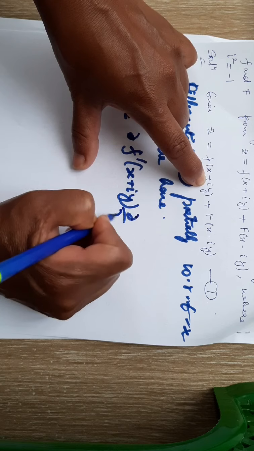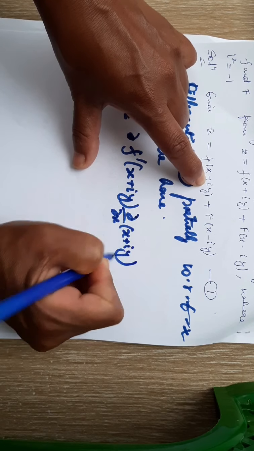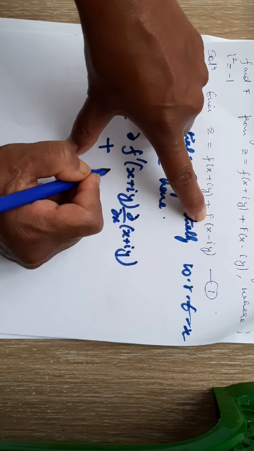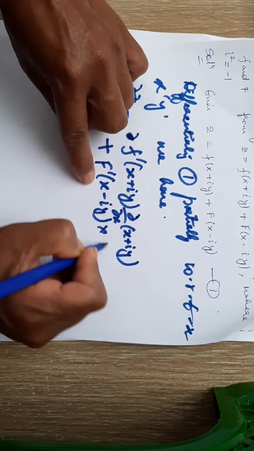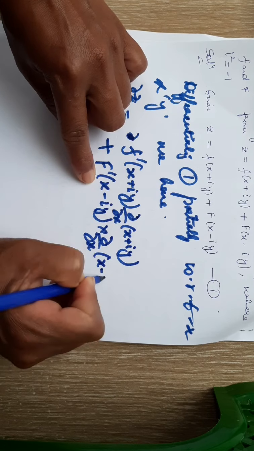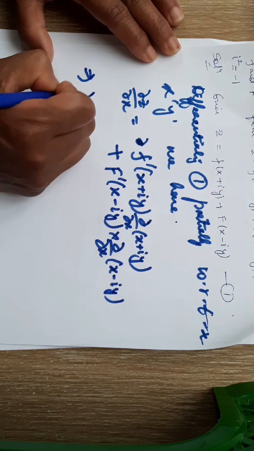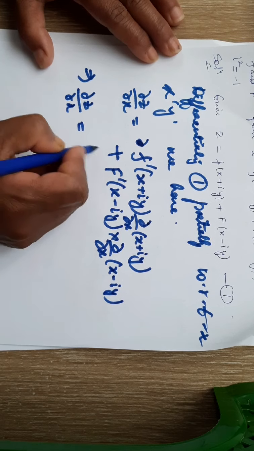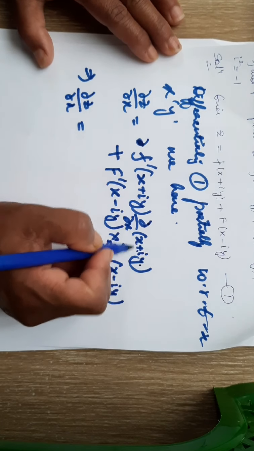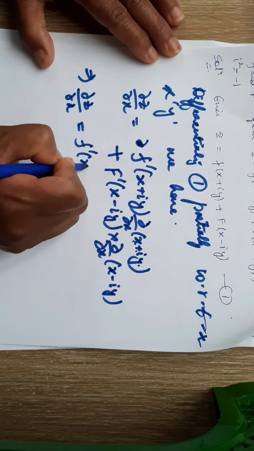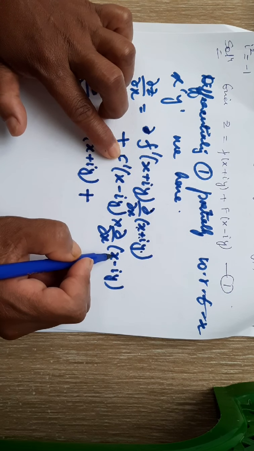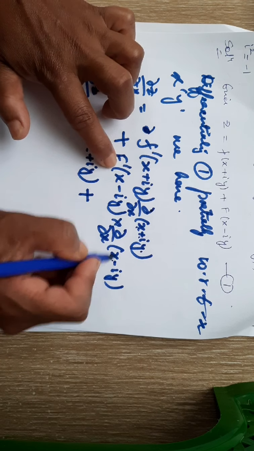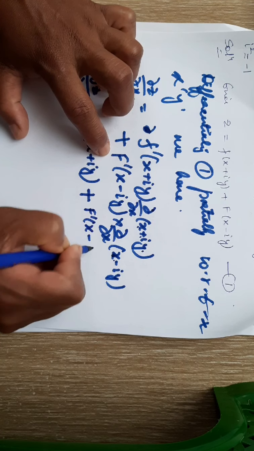So it will be ∂/∂x of (x + iy), and the differentiation of F will be F'(x − iy) into the differentiation of ∂/∂x of (x − iy). Simplify this one, you'll get ∂z/∂x is equal to, differentiation of x + iy will be 1, so you'll get f'(x + iy) here, plus in this case differentiation of x again will be 1, and then 1 into this, it will be F'(x − iy). Name this as equation 2.